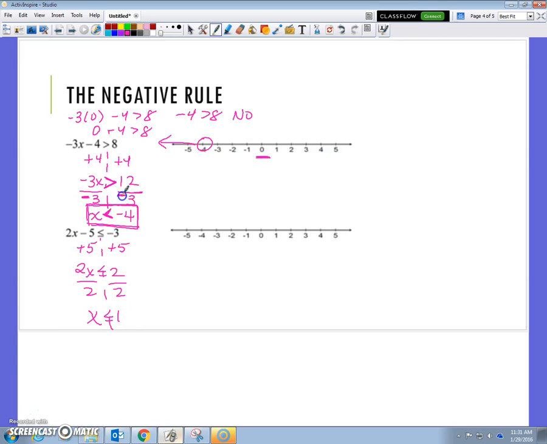The difference between this problem was I divided by a negative. On this problem, I'm dividing by a positive, so nothing has to change. So my solutions are at 1 and including 1, so I'm going to put a closed dot and everything less than or equal to 1. Okay, so one more time. This one I changed the direction because I divided by a negative. This one I was dividing, but not by a negative, so I don't change the sign.